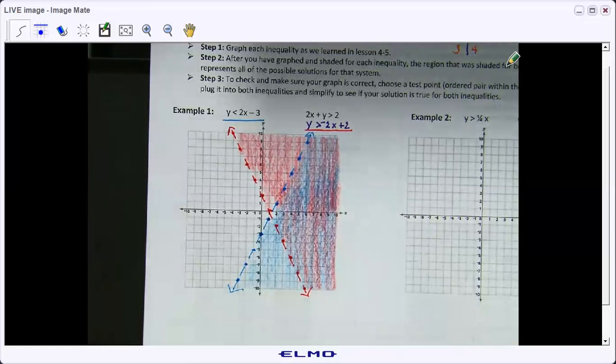Now, part of understanding this entire concept of systems of inequalities is understanding why we are doing this. We want to figure out, is this section where they overlap a solution? That means that if I were to choose any ordered pair within the overlapped shading and plug those ordered pairs into each of the inequalities, both inequalities would be true. So we're just going to do this one time.